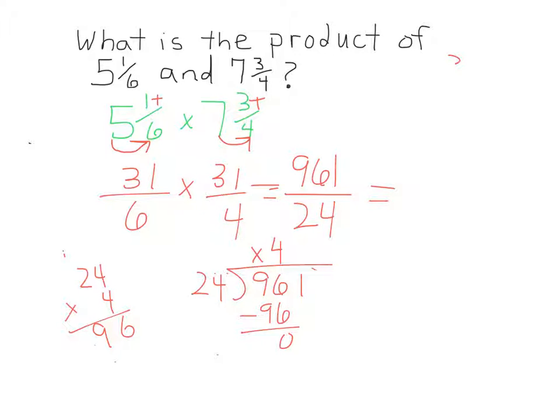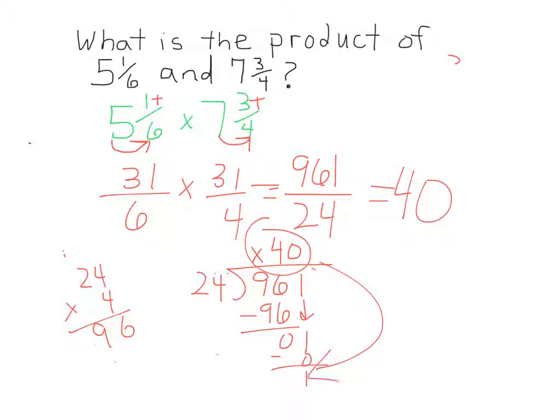Subtract, I have a 0, bring down my 1. 24 goes into 1 0 times. So 0 times 24 is 0. I have a 1 as a remainder. So 40 is my whole number, and my 1 is my numerator, and my 24 is my denominator. So I have 40 and 1/24.